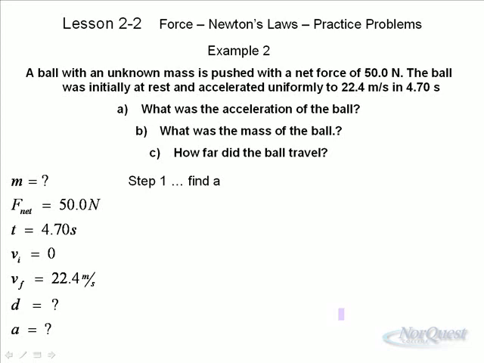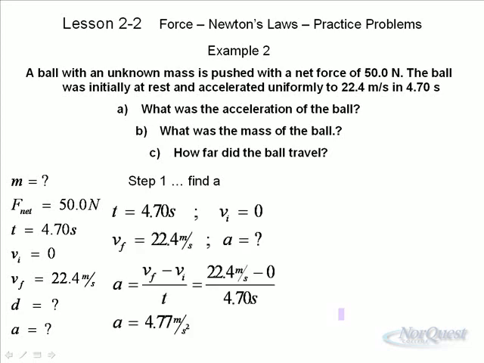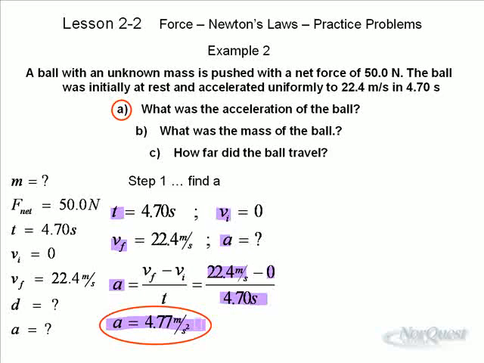Those are 3 variables, and of course, whenever you have 3, using those 4 kinematic expressions, you can find the 4th. And this one's pretty straightforward because time, initial velocity, and final velocity are given. Solving for a, we use our first kinematic expression. Vf, 22.4 minus 0, that's the initial, divided by the time, gives us an acceleration of 4.77 meters per second squared. All right, excellent little question.